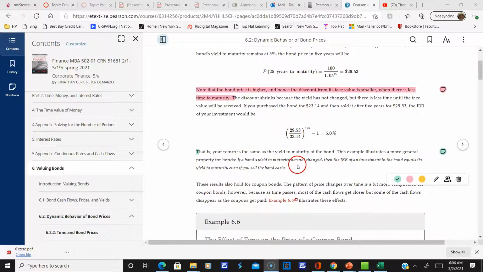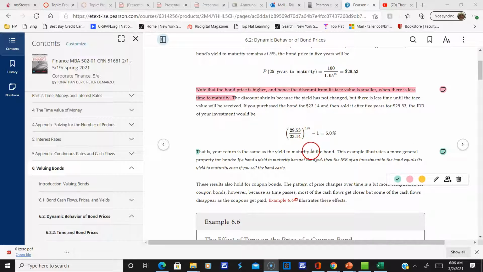All right, so I want to pick up here. We left off with the price of the bond getting closer and closer to its face value as time starts to run out. So I want to pick up right here. That is, your return is the same as the yield to maturity of the bond.